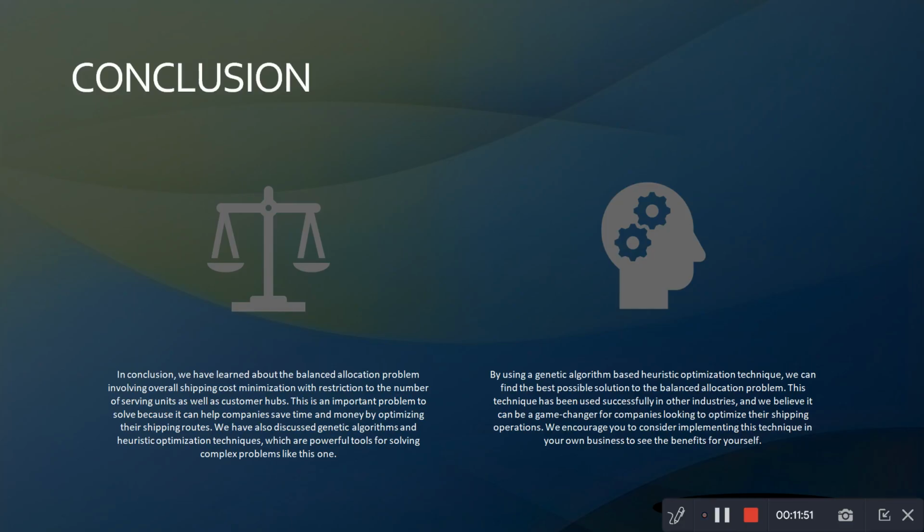And here we go to the conclusion. In conclusion, we have learned about the allocation problem involving overall shipping cost minimization with restrictions on the number of serving units as well as customer hubs. This is an important problem to solve because it can help companies save time and money by optimizing their shipping routes. We have also discussed the genetic algorithm, a heuristic optimization technique, which is a powerful tool for solving complex problems like this one. Using a genetic algorithm based heuristic technique, we can solve many problems, and in this problem that we solved, we found the minimum shipping cost from warehouses to customer hubs.